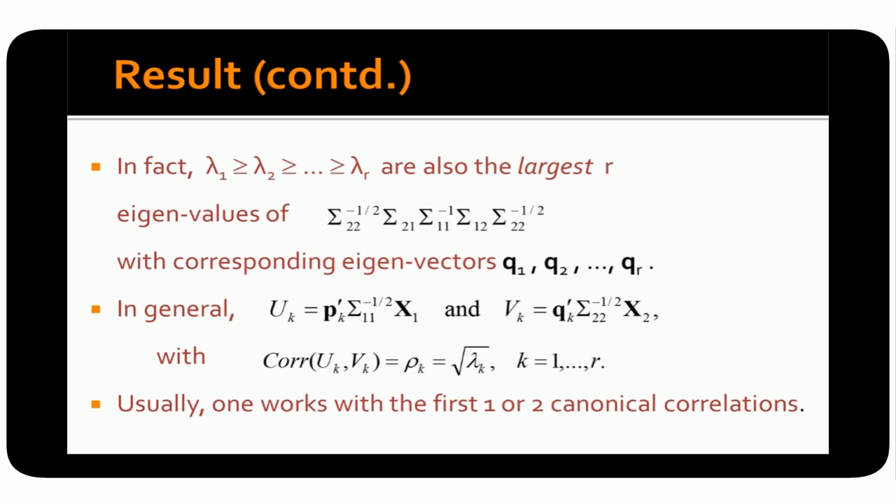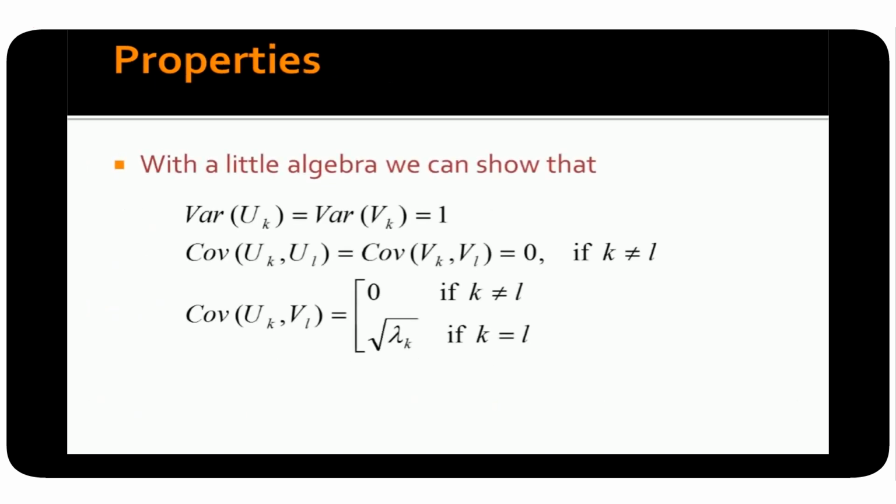Usually, we only work with the first, second or third canonical correlation and the canonical variables and discard the others because they have less information. Typically, it is the first canonical correlation that we are usually interested in, as we will see later on. But very quickly, let us look at some of the properties we have of the canonical variates.